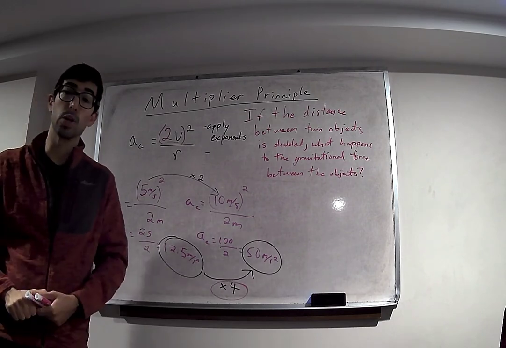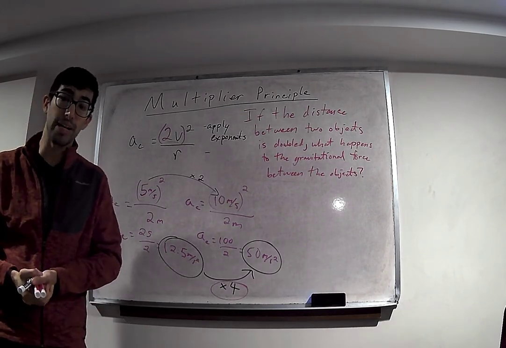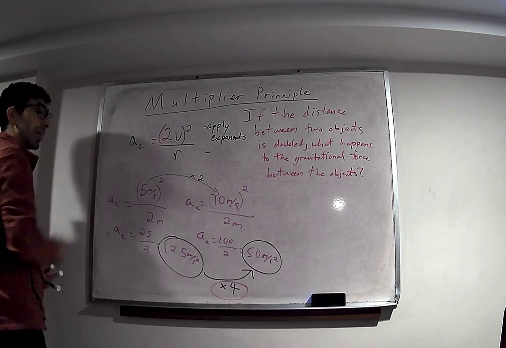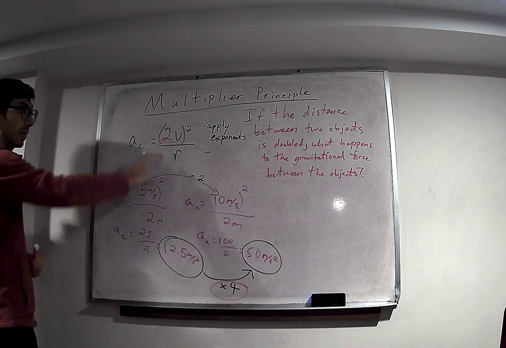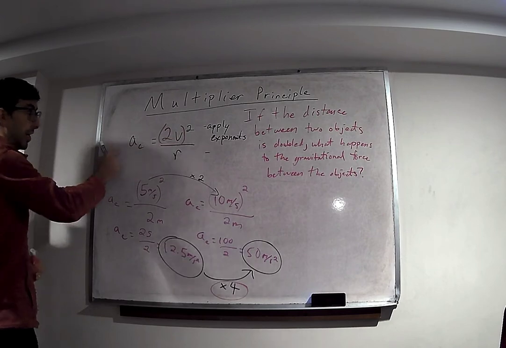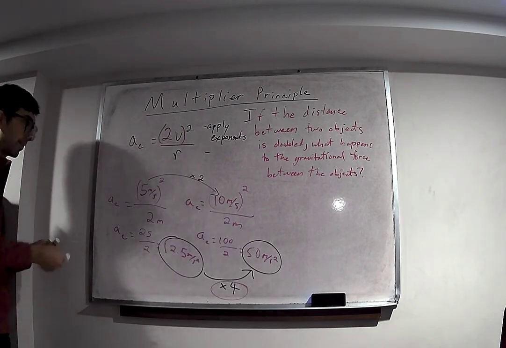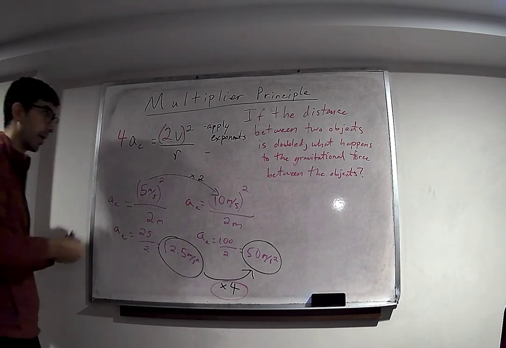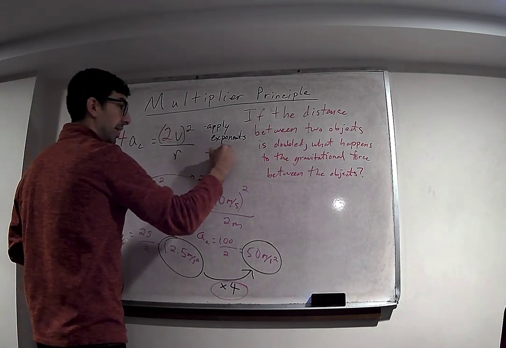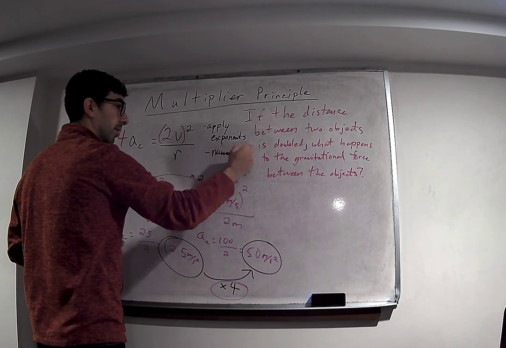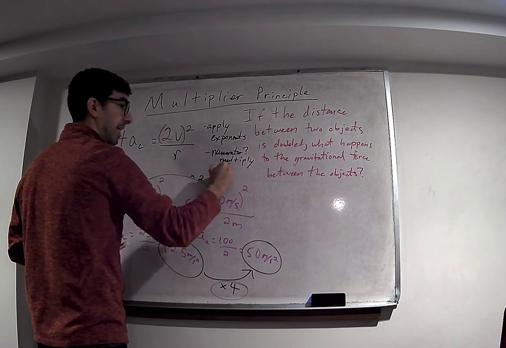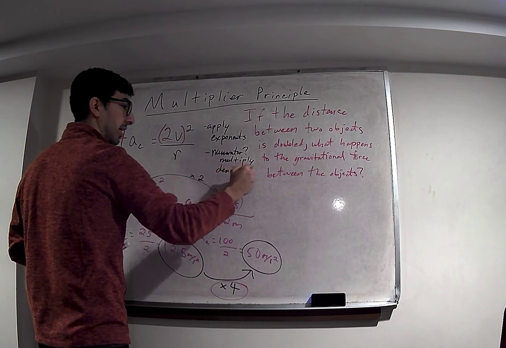The second thing we want to look for is, is it in the numerator or denominator? If it's in the numerator, you're going to multiply your result. So if we take a look at velocity, it's in the numerator. So it multiplies directly to the other side. And that's why centripetal acceleration was multiplied by 4. So if it's in the numerator, multiply.